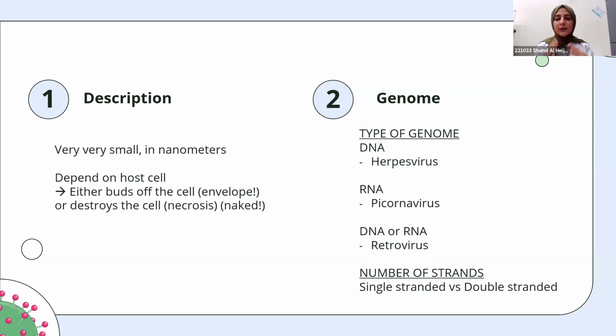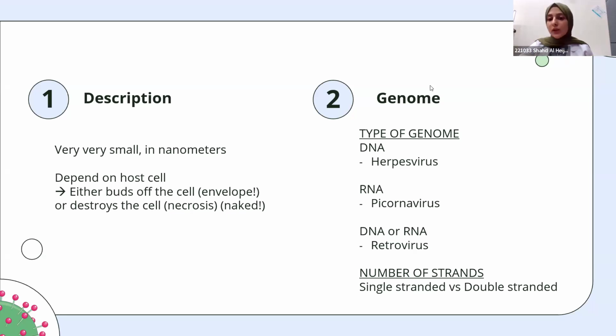Now, in order to leave the cell, they can leave in two ways. They can either bud off the cell, or they can destroy the cell by necrosis and then leave. If they bud off the cell, they will take a part of the cell membrane with them. How does that affect the virus? When they take a part of the cell membrane, they will form an envelope. This envelope will have all the virus receptors attached to it. Meanwhile, if the virus destroys the cell by necrosis, it will just leave the cell without forming an envelope, and all the viral receptors will be attached to the capsid itself. We're going to talk about the parts of the viruses in the coming slides.